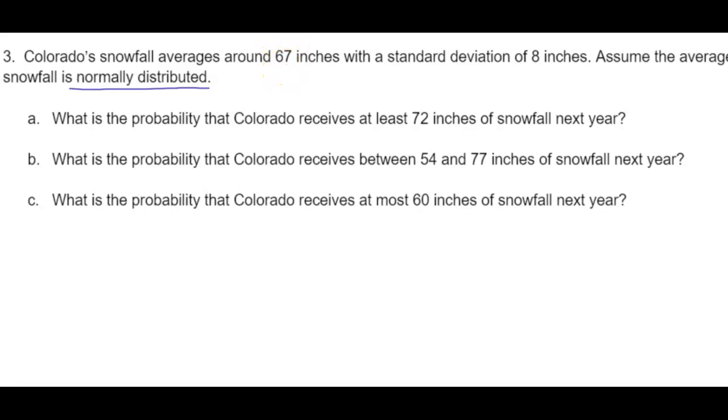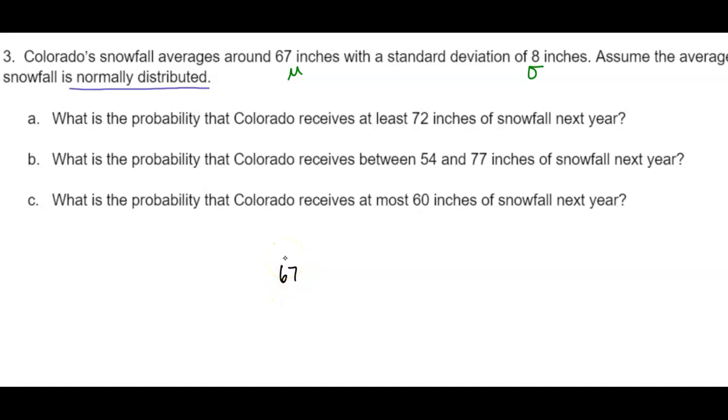So our mean is 67, with a standard deviation of 8 inches. Now, if we were building the curve, and I'm just going to build the numbers, I'm not going to actually draw the curve. So I'm just going to start with the mean being the absolute middle value. So we're going to say that our mean is 67 based on what's given.